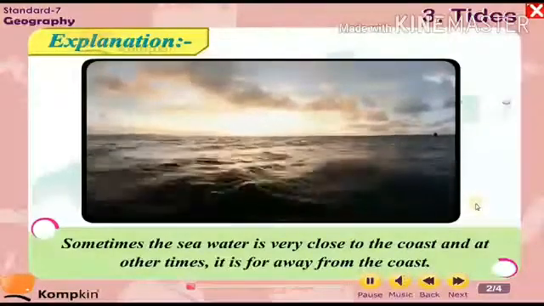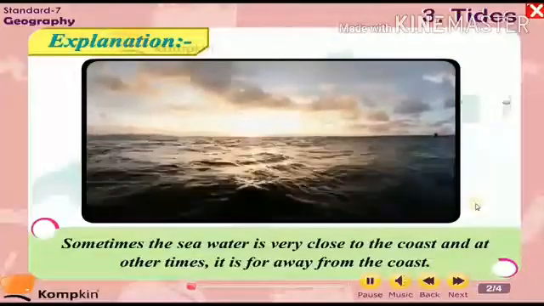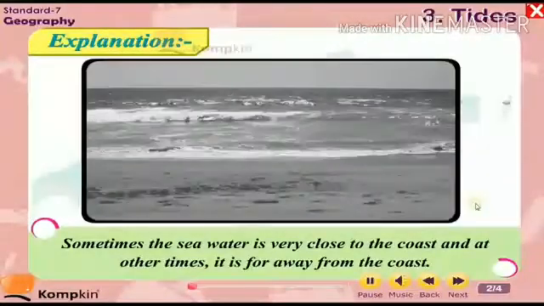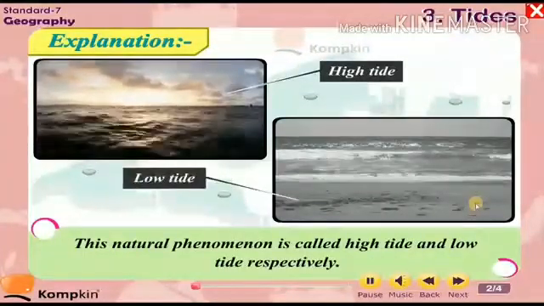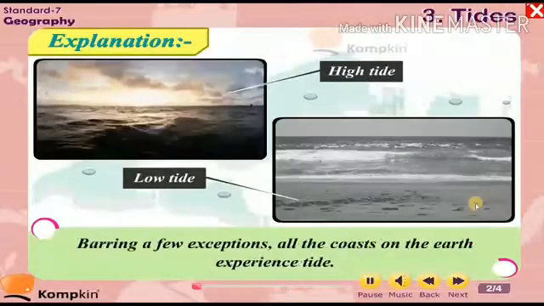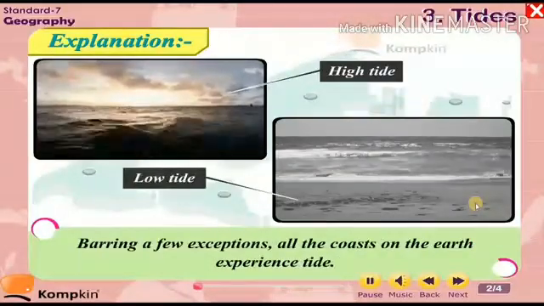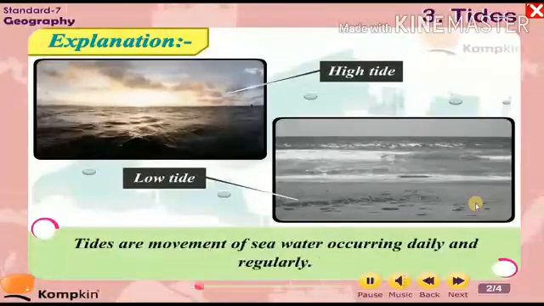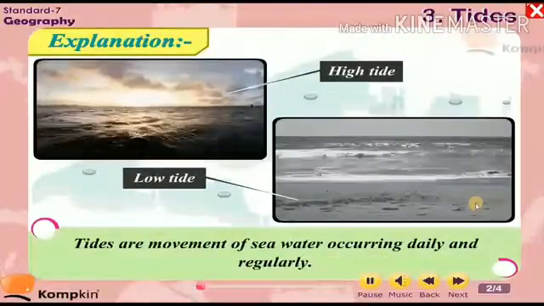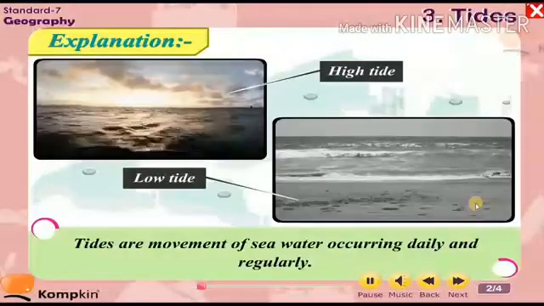Explanation. Sometimes the seawater is very close to the coast and at other times it is far away from the coast. This natural phenomenon is called high tide and low tide respectively. Barring a few exceptions, all the coasts on the earth experience tide. Tides are movement of seawater occurring daily and regularly.